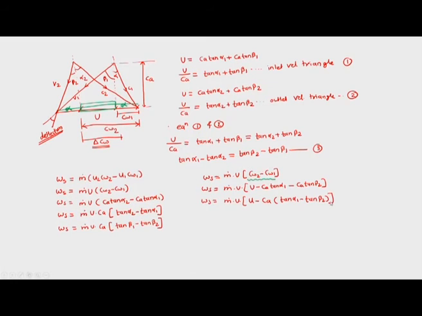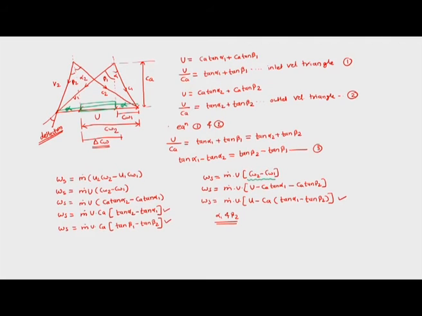This is very much required since alpha 1 and beta 2 are most of the times the design parameters. So alpha 1 and beta 2 would be known to us. So for that factor we wrote 3 equations for work interaction, one equation in terms of angles of the stator, one equation in terms of angles of the rotor, and one equation in terms of one angle of the stator and one angle of the rotor.